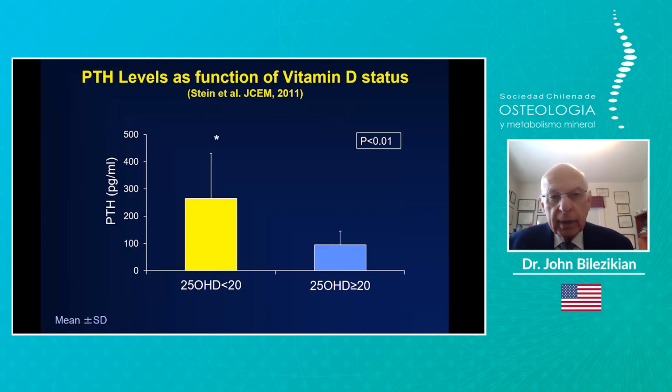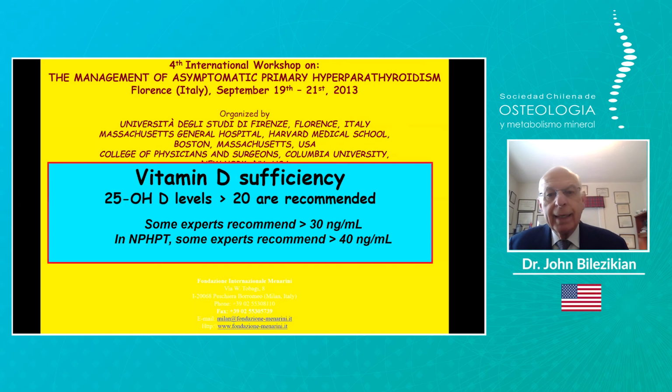Furthermore, if you looked at our population and divided it into those with levels of 25-hydroxy vitamin D that were less than 20 or greater than 20, you can see that the parathyroid hormone level was much higher in those who had levels of 25-hydroxy vitamin D that were less than 20 nanograms per ml. So I think this is good evidence to certainly document the recommendation that the 25-hydroxy vitamin D level in our patients should definitely be over 20 nanograms per ml.